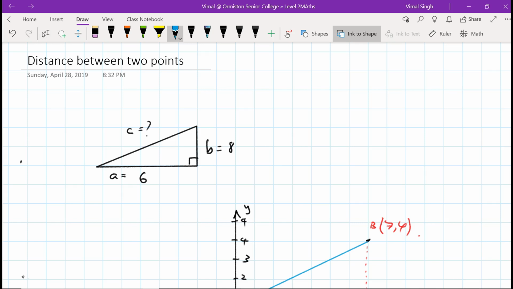You will notice that I have labeled the triangle as side A is equal to 6 centimeters, and B is equal to 8 centimeters. So what is the length of C? If you can recall from what you learned in trigonometry, you must have learned about Pythagoras theorem. So using Pythagoras, I need to write this again.